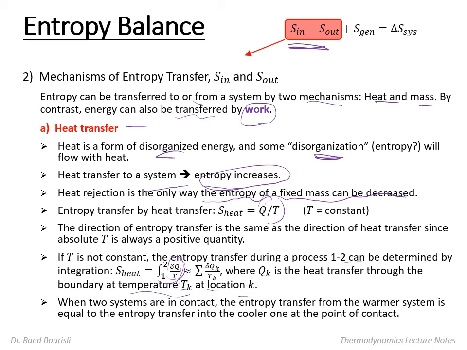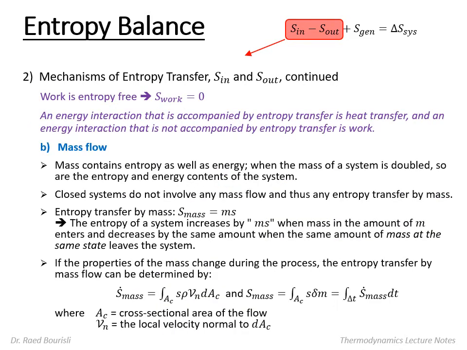When two systems are in contact, the entropy transfer from the warmer system is equal to the entropy transfer to the cooler system at the point of contact. This is only S in minus S out as it pertains to heat transfer, not the total entropy balance.